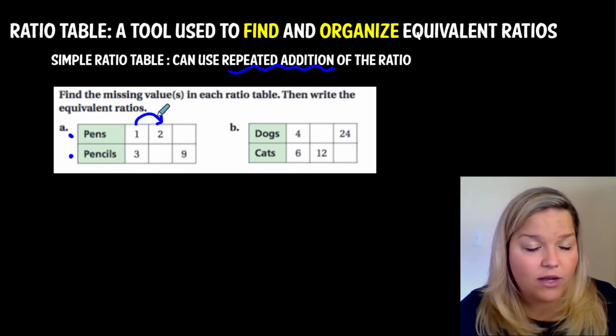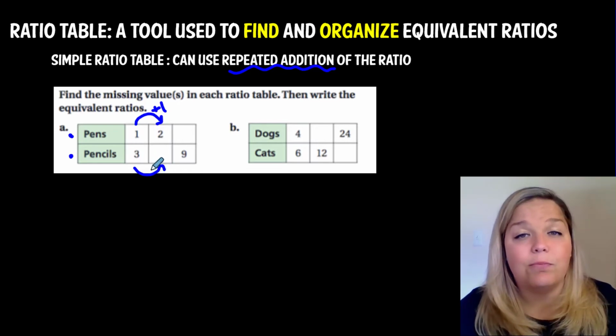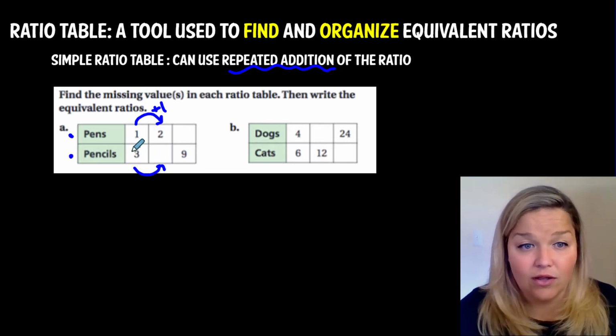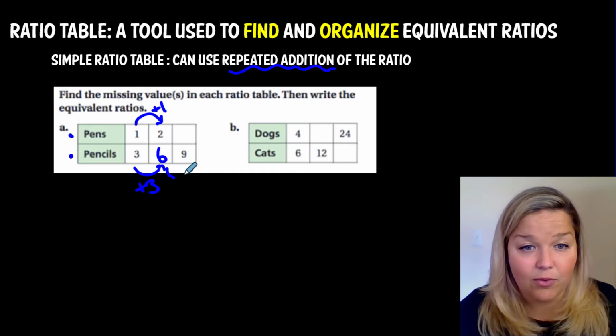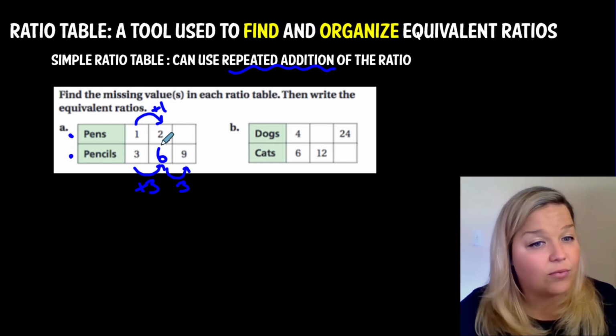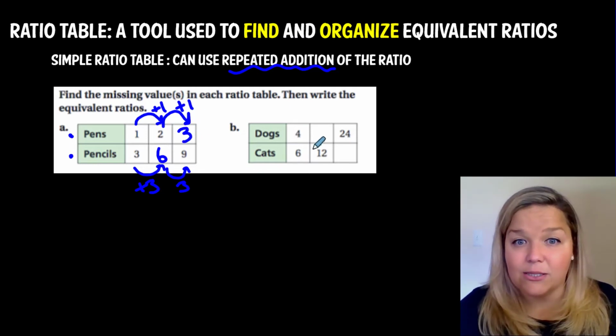So how did I get 1 to 2? I added 1. Okay, well, if I add 1, that changes my ratio. I need to repeatedly add the same ratio. So plus 1 on top and plus 3 on the bottom. So that would be 6. If I have 9, how do I do that? Well, I'm going to add another group of 3 pens and another 1 pencil. So I would have 3 pencils.